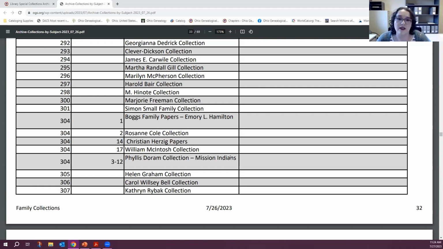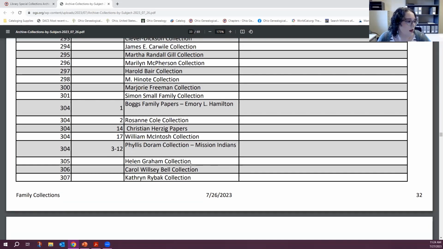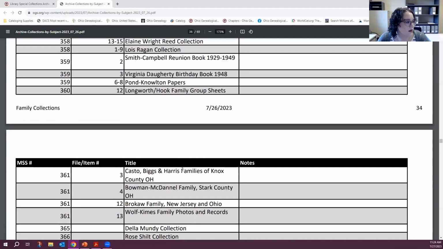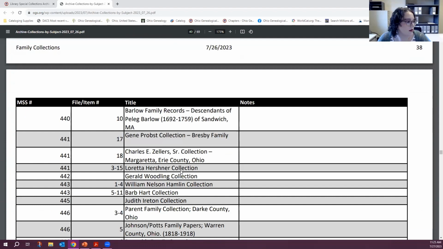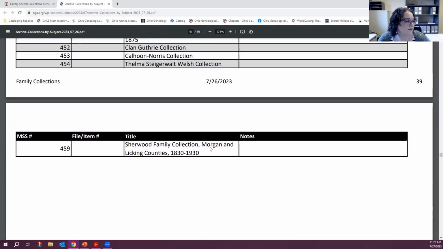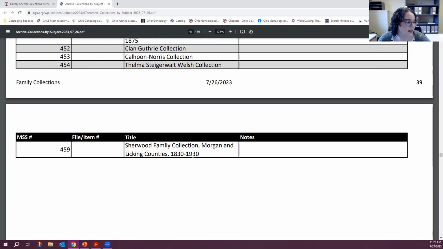That type of information is like a heads up that Carol Bell is not related to this family. She just researched for this individual. That type of information would be flagged in the finding aid. And then another collection that happens to be all primary documents, it's always farther down, is the Sherwood family collection of Morgan and Licking counties, and I gave specific dates. That's kind of a hint that if it is a fully historical collection, I can put very specific dates on it. This family collection just happens to be letters and photographs and then some journals.